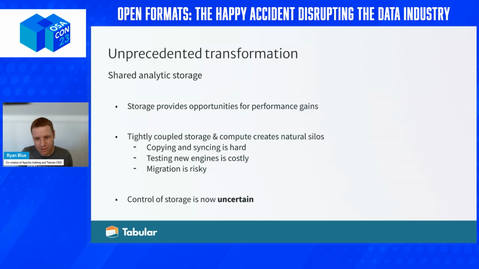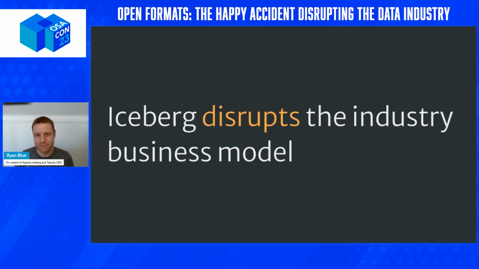But now, control of storage is uncertain. Is Redshift going to continue to manage your data even though Spark can access it directly? Is Flink going to manage your data that then Snowflake is going to use? What is going to happen in this space? We honestly don't know. And that's why this is an unprecedented transformation. We don't know where these things are going to end up. But I do think that there's an enormous potential for users.